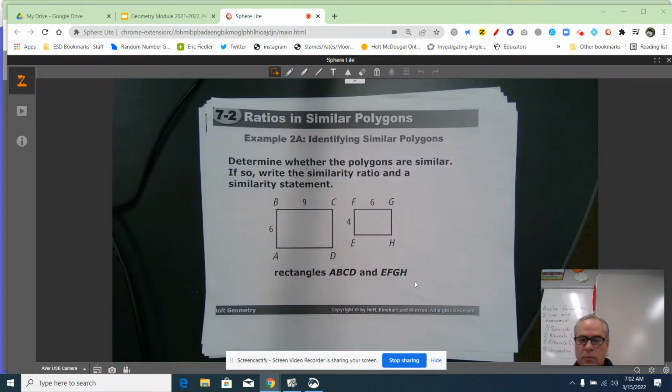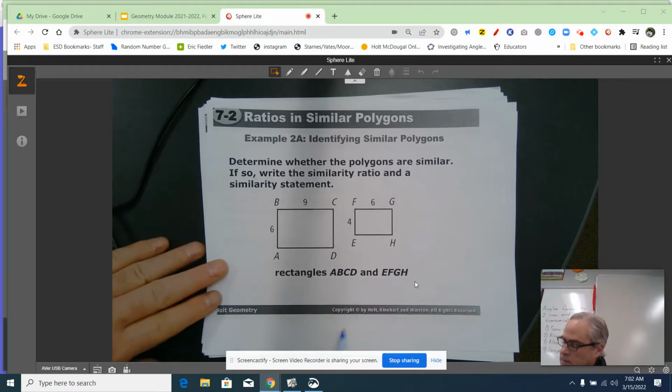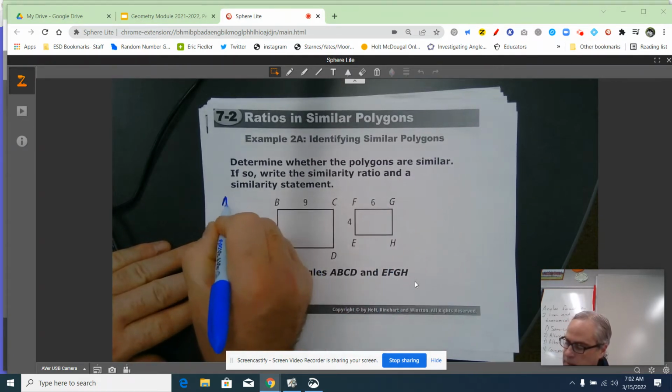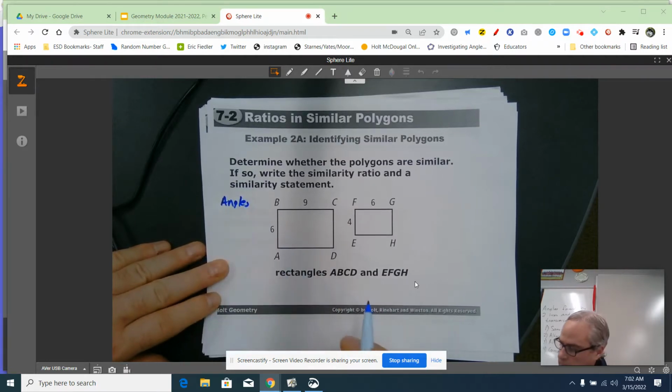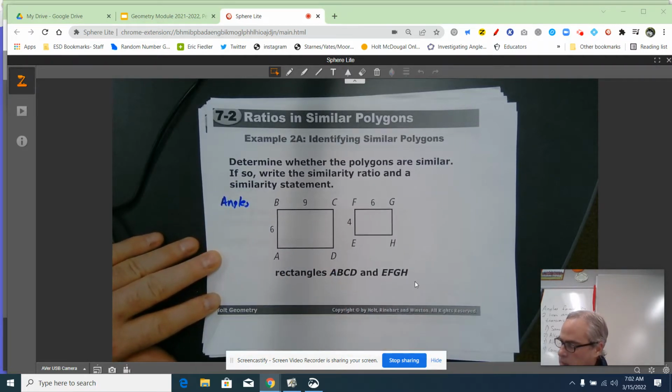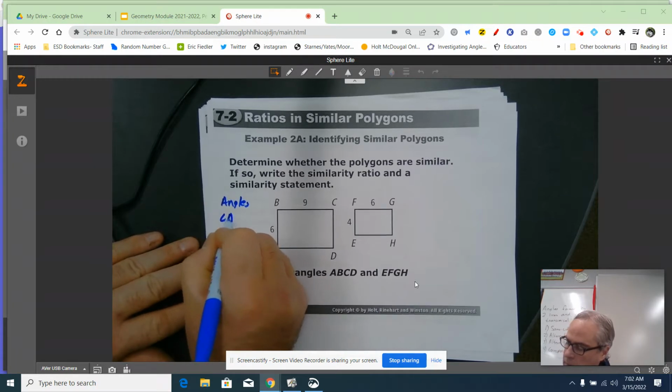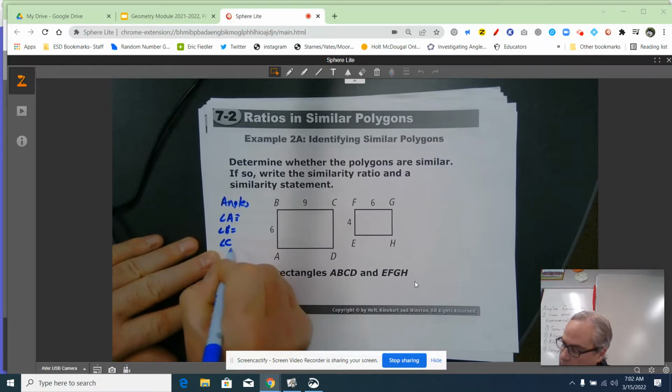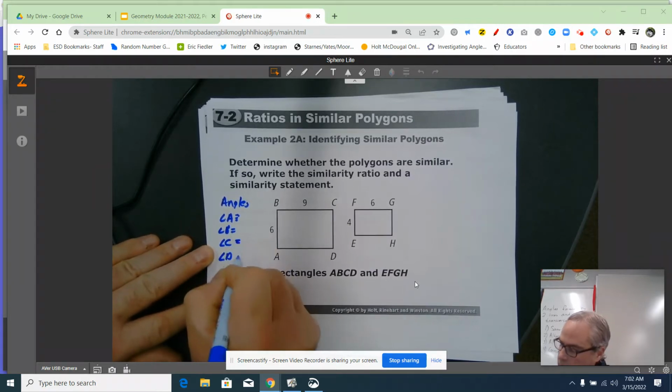Okay, so here we go. This is a big part. The important part of this video is determining whether they're similar and identifying similar polygons. Determine whether polygons are similar. So write the similarity ratio and a similarity statement. Okay, and so these are both rectangles. And so the first thing you have to do is talk about angles. Okay, so they're all the same, right? So angle A is congruent to each of its corresponding angle in the other rectangle.